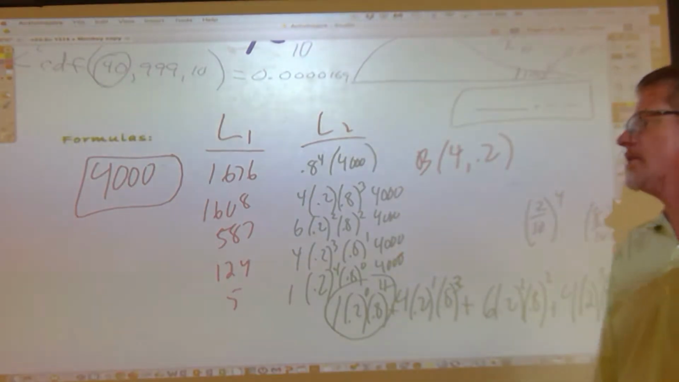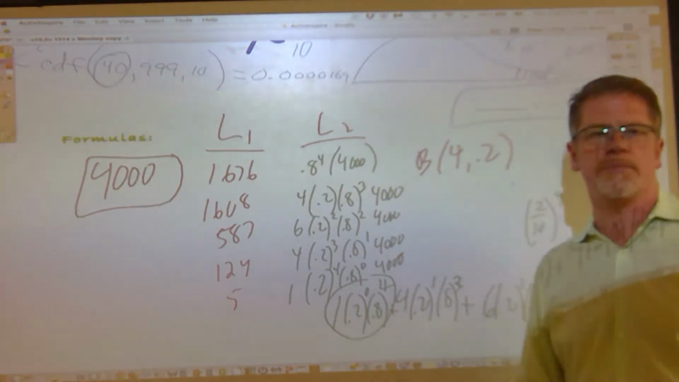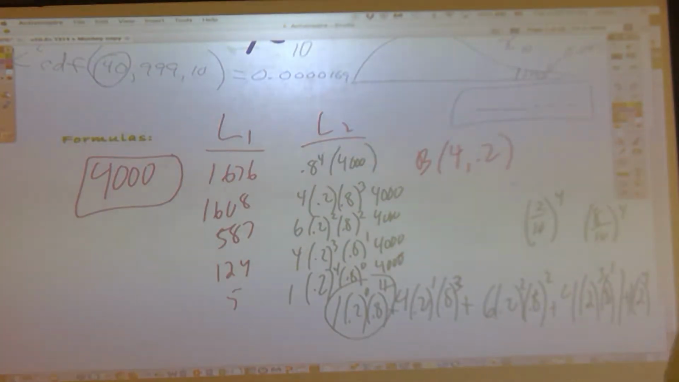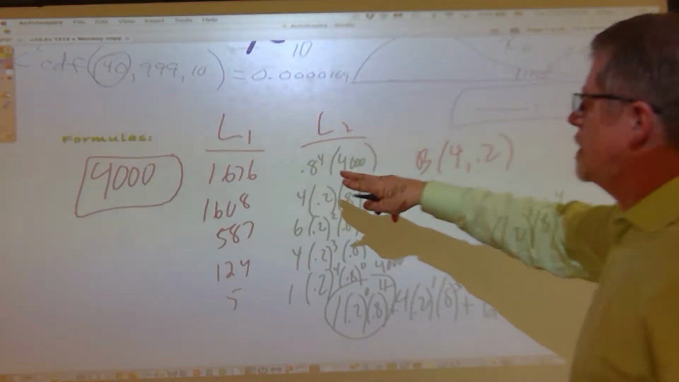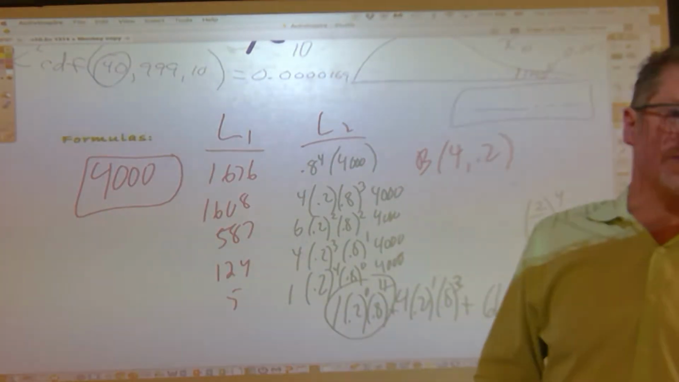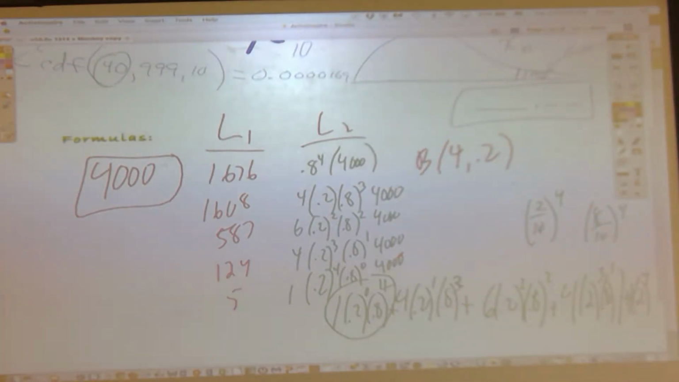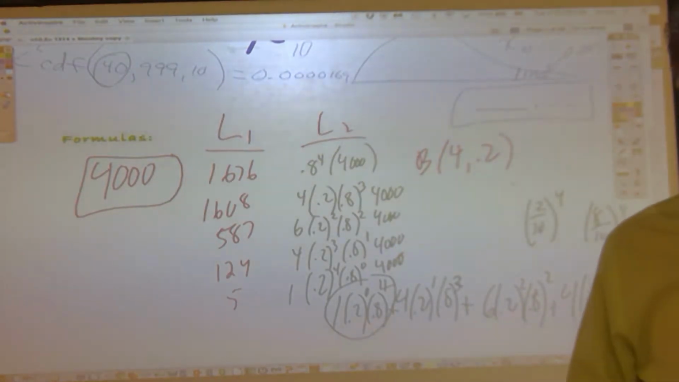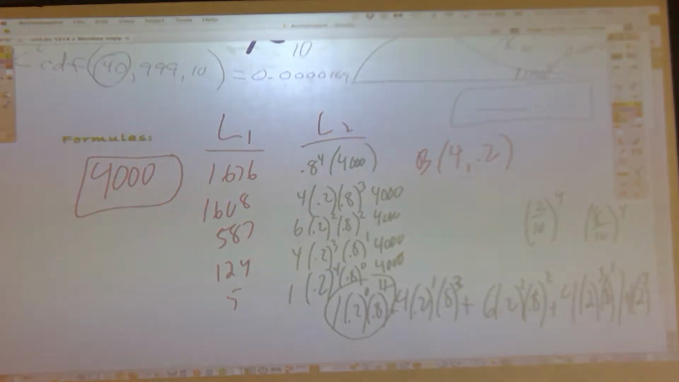So any questions on how to set up either list 1 or list 2 on that particular problem? Yes, go ahead. How do you know that's how you set up list 2? Well, because they told you that he's expecting these numbers to be distributed according to a binomial distribution with n equals 4 and p equals 0.2. That's given information. So that's what the binomial distribution of those numbers would be.